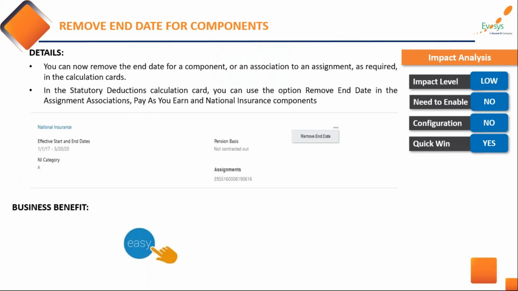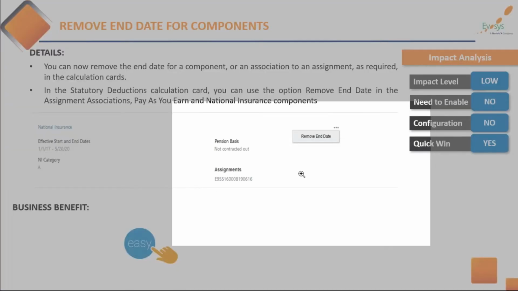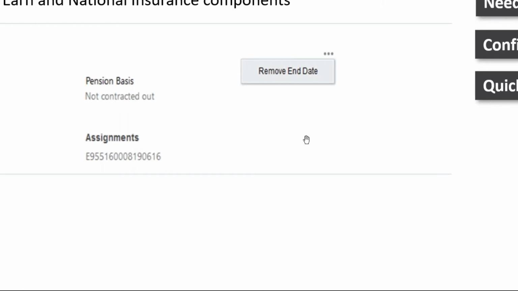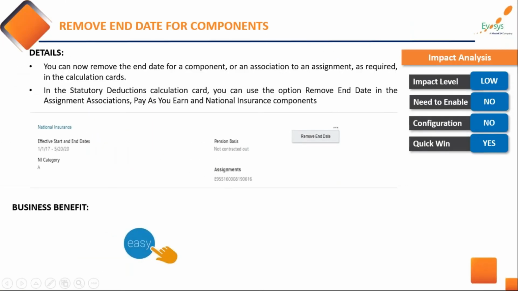The next one is an update on removing end date for components. Again, this is a very wanted feature. Sometimes we make a mistake at this end, and it was very difficult earlier to remove an end date. The associations would get collapsed, so there were a lot of concerns around this page, but now it's easier. You have a remove end date button on the component page. You can just click on this, and you'll be able to remove the end date.